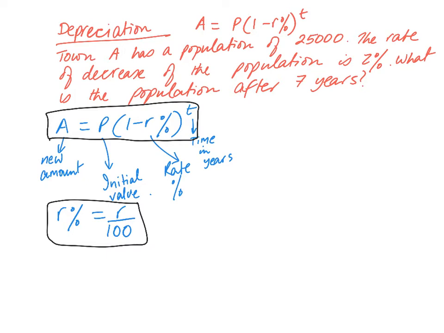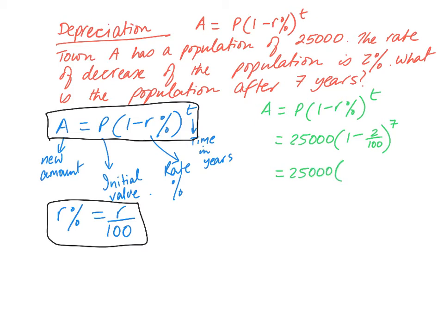So that's all. So what do we get? So now if we were to put in all these values again, $25,000, 1 minus 2 divided by 100, because 2%, and 7 is the exponent. So we got 25,000. And let's plug in all this. So 1 minus 2 divided by 100 is 0.98, exponent 7.